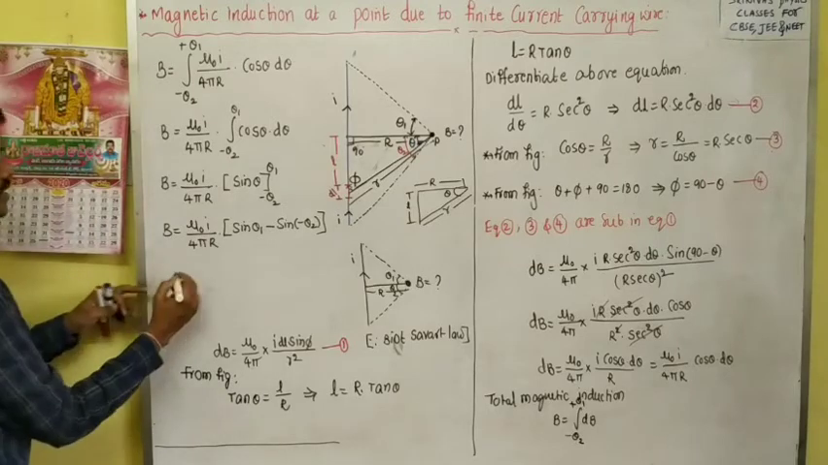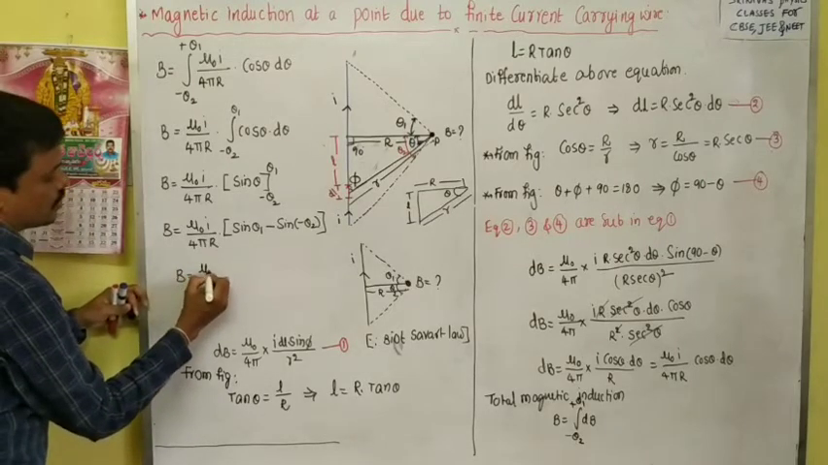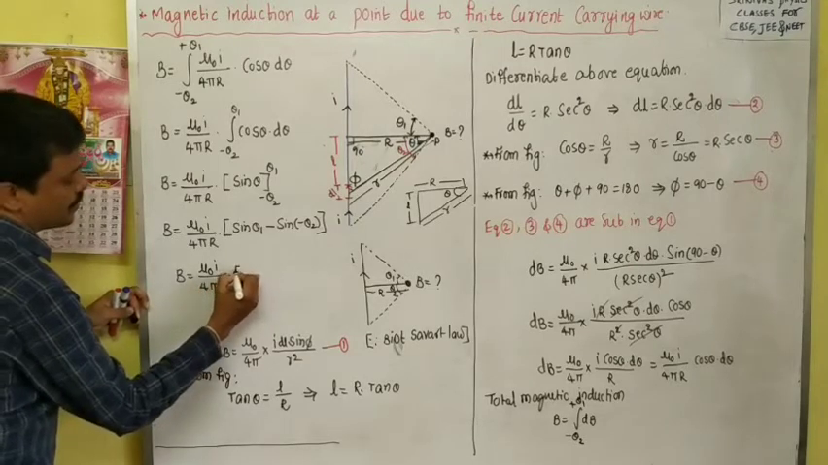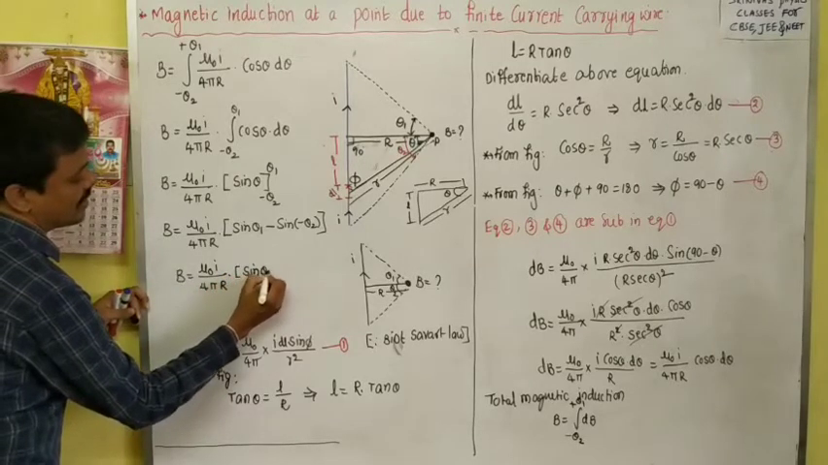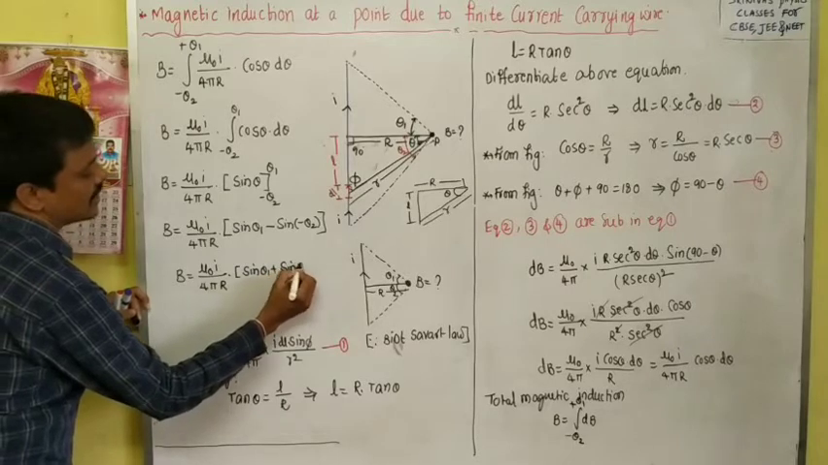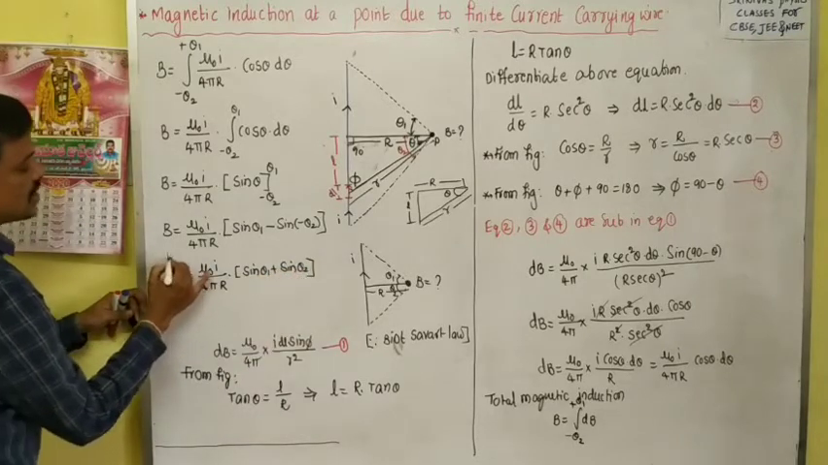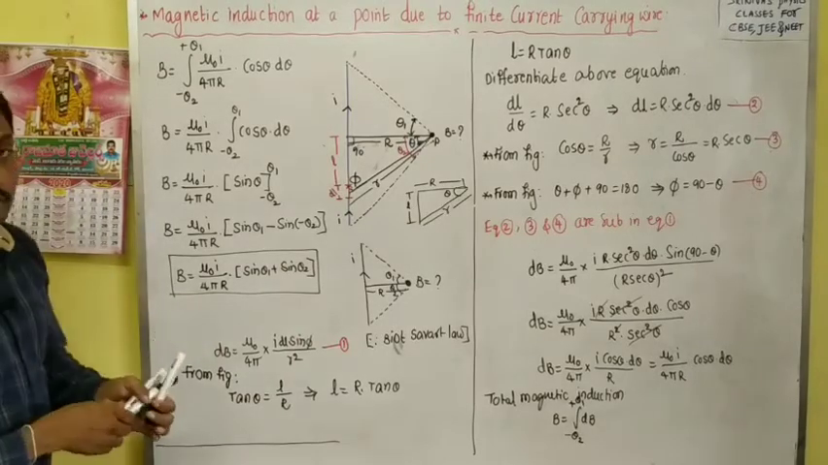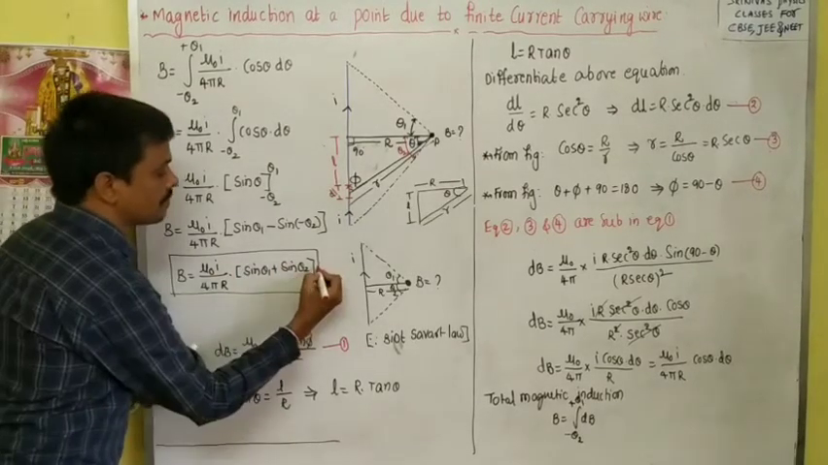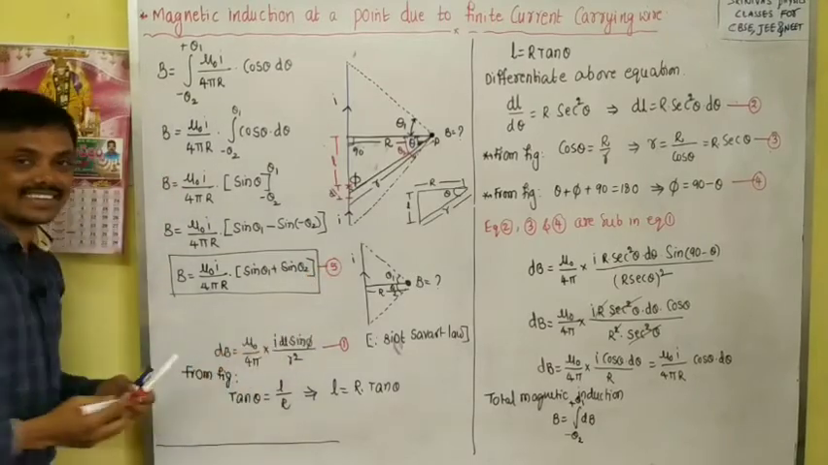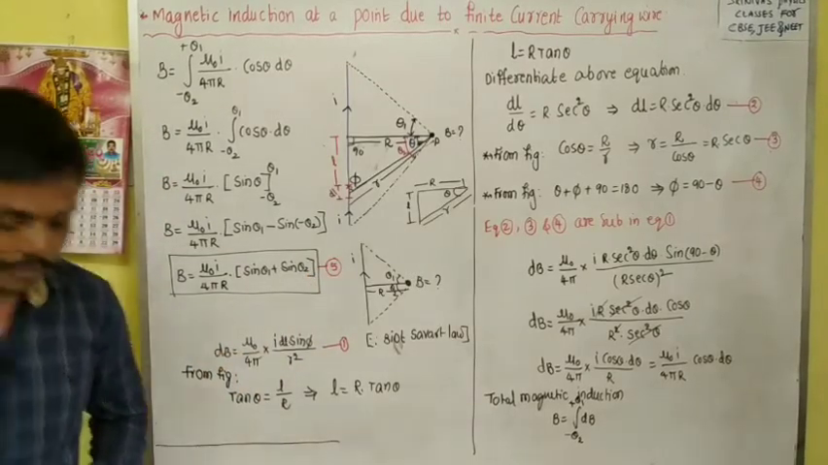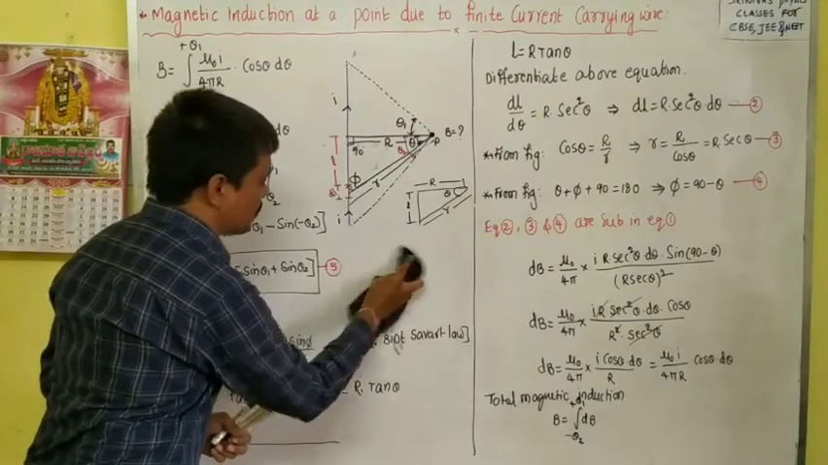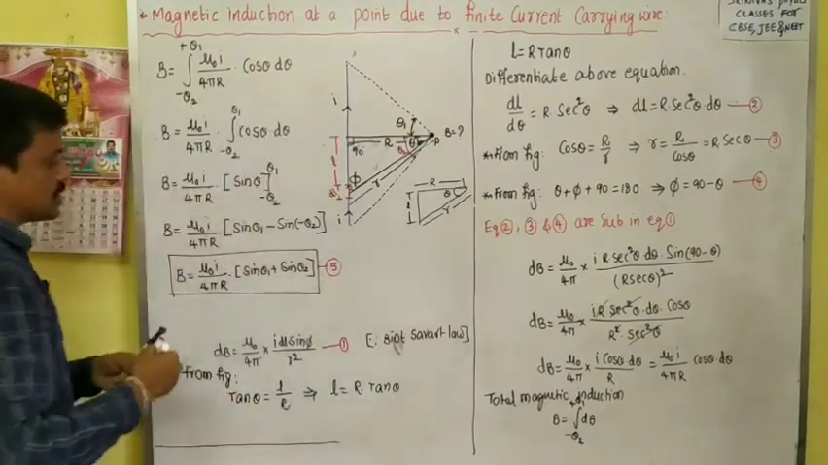The final formula is B is equal to mu naught I by 4 pi r into (sin theta 1 plus sin theta 2). This is the final formula, right? And this is equation 5. Very simple derivation. Okay, and now let us see here, what is the reason, what are we using here?